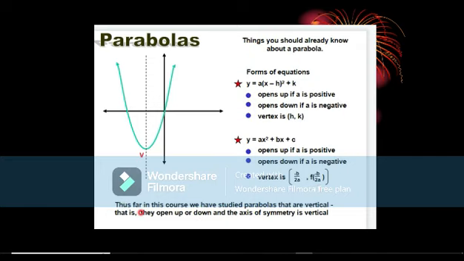Thus far in this course, we have studied parabolas that are vertical, that is, they open up or down, and the axis of symmetry is vertical.